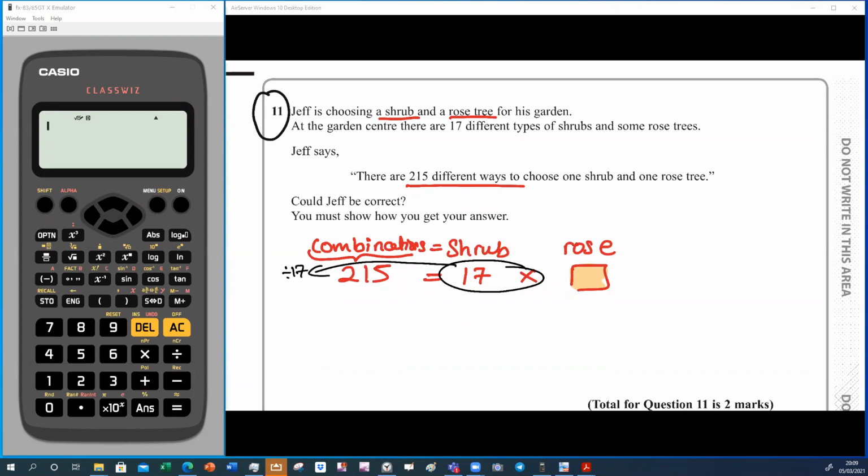Now, this is a calculator paper, so I'm going to jump on the calculator now. Okay, hang on a second. Let's put the calculator on. 215 divided by 17.